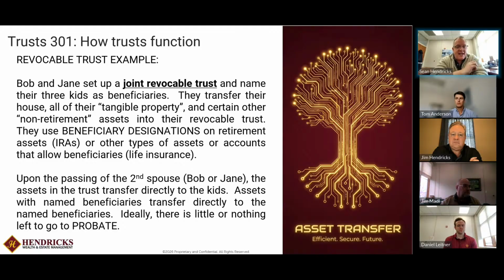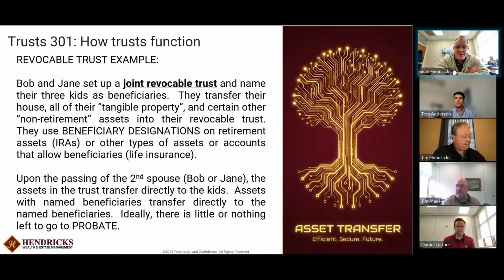Upon the passing of the second spouse, again, because this is a joint trust, when the second spouse passes away, the assets in the trust transfer directly to the kids. Assets with named beneficiaries, like the IRAs, transfer directly to the named beneficiaries. So ideally, in this use case, there's little or nothing left to go to probate. And I put probate in big letters there because probate is a process by which a court oversees the administration of an estate. So a lot of times when people are setting up trusts, they're trying to avoid probate.